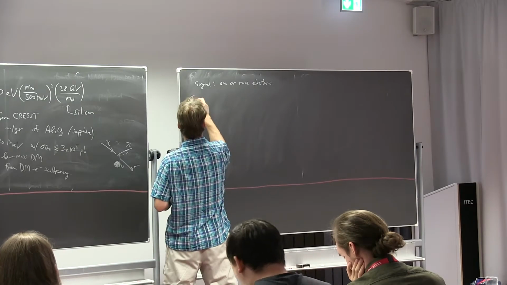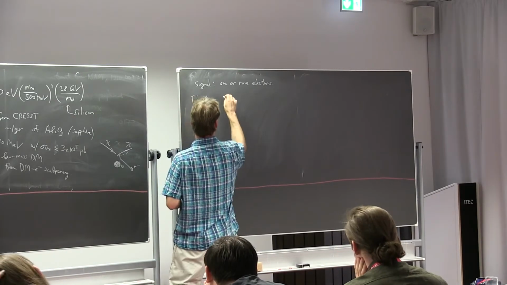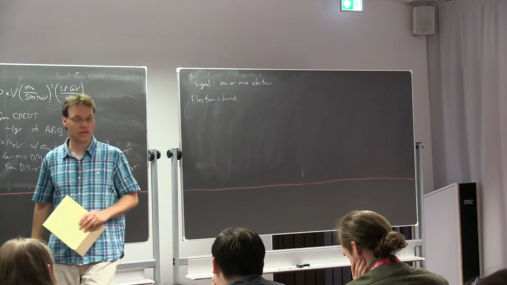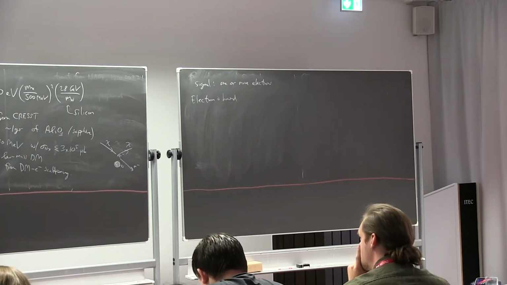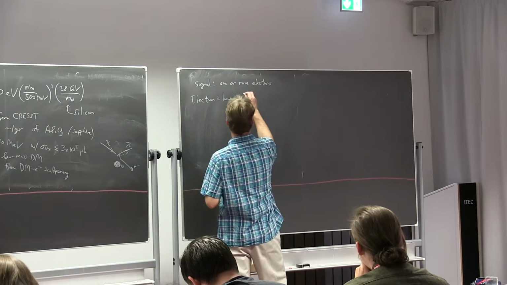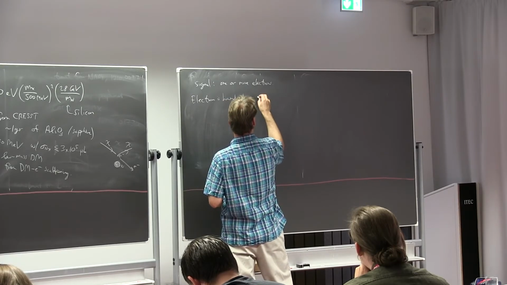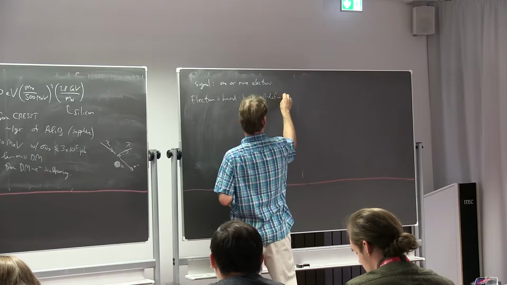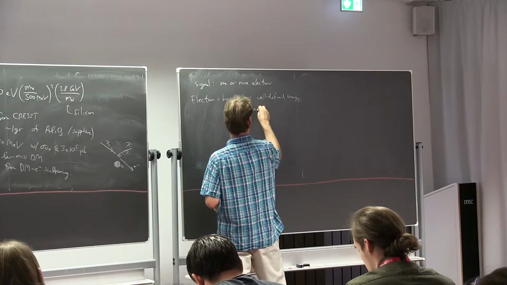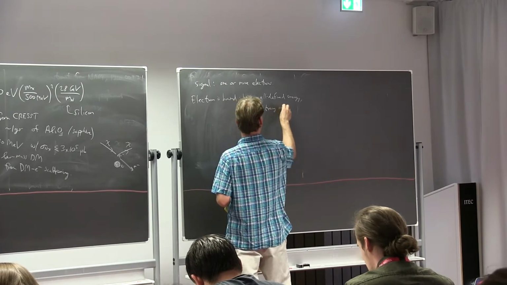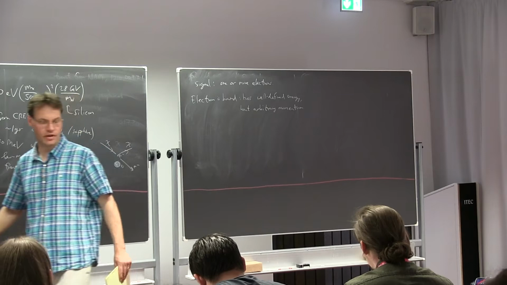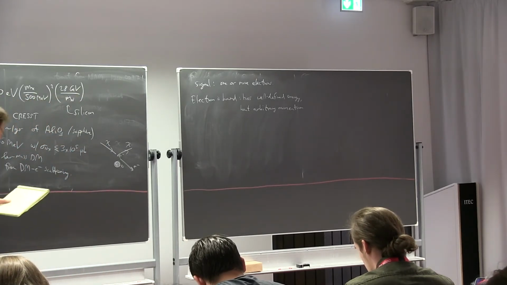Now, one interesting thing is, let's talk a bit about the kinematics. The electron is bound, so it has a well-defined energy, but it doesn't have a well-defined momentum. In fact, it can have an arbitrarily large momentum. The momentum it has is described by some wave function. Okay, there's a wave function that describes the electron's momentum.